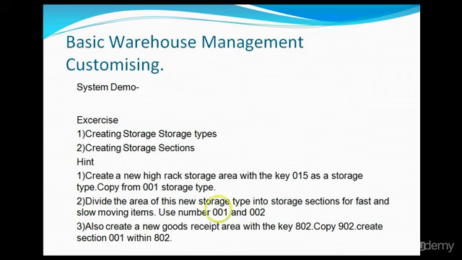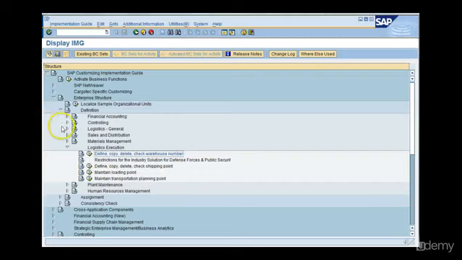We're going to create a new goods receipt area with the key 802. We will be copying 902 and creating the 802 storage type. And we have to create a general 001 section also within the storage type 802. So let us see this in the system. So we are back to SPRO.